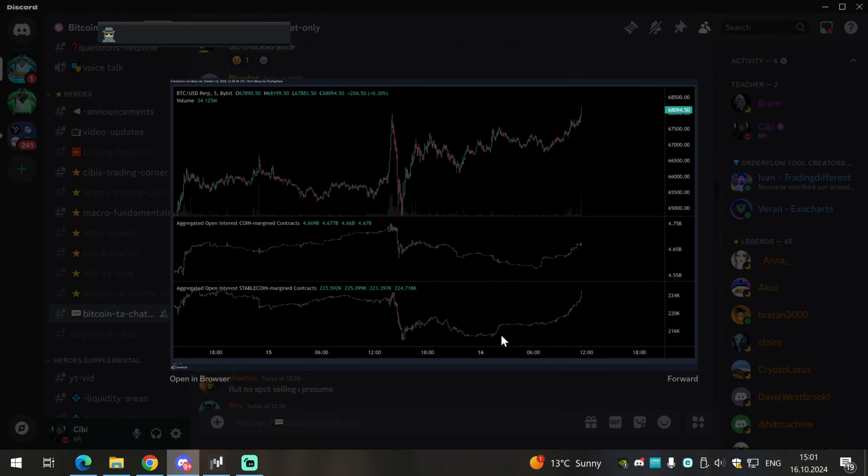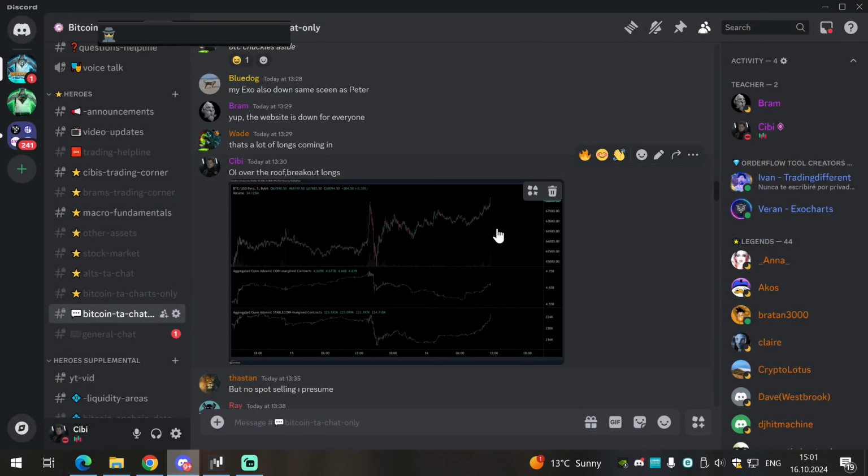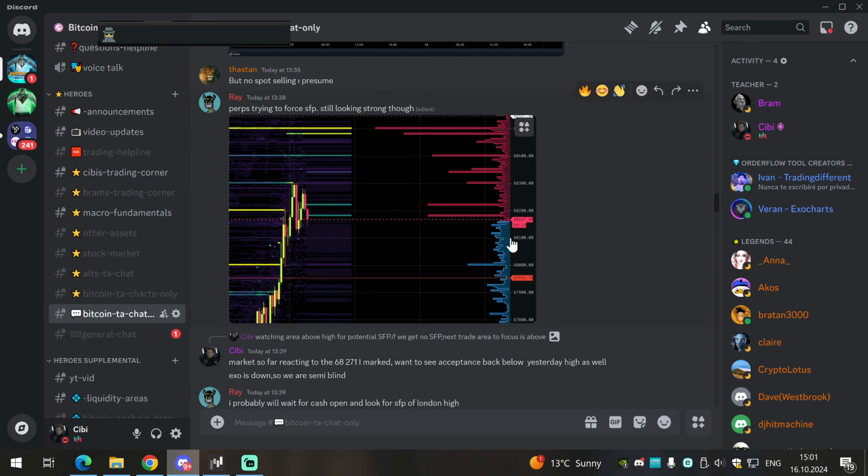I'm also seeing the open interest is increasing like crazy. Exocharts, by the way, was down today for 2-3 hours, so I couldn't see the Exocharts data, but other tools still provided me a lot of data. So I'm seeing a very large open interest increase with price also increasing. These are the new longs coming into the market. They are trying to break the price out to much higher levels, but in the end they failed.